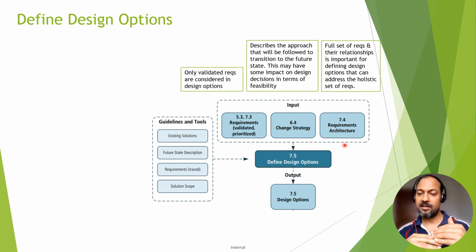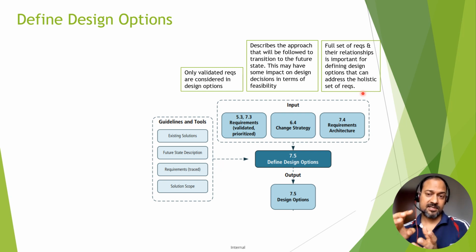Full set of requirements and their relationship. The relationship is the important keyword, how those requirements are related together or with each other, that is finally giving a holistic picture of that solution. So that is important to understand and need to consider when you are defining design options.